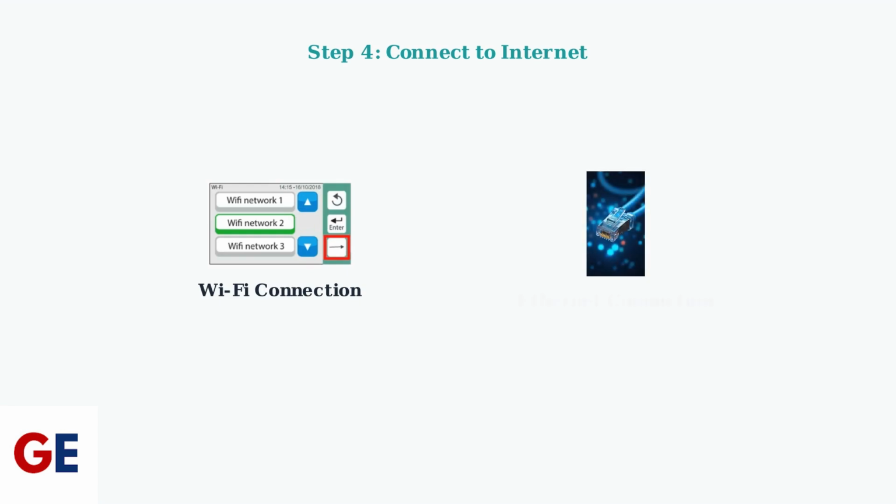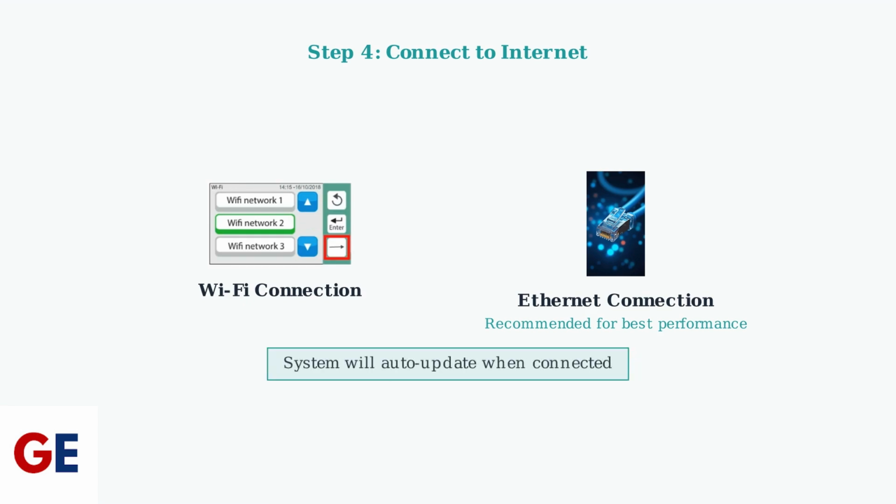For the most stable connection, especially for streaming high-quality content, consider using an Ethernet cable to connect directly to your router. Once connected to the internet, your VSeeBox V3 Plus will automatically check for and install any available system updates, ensuring you have the latest features and improvements.